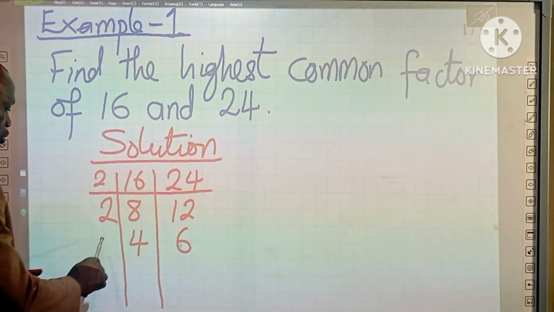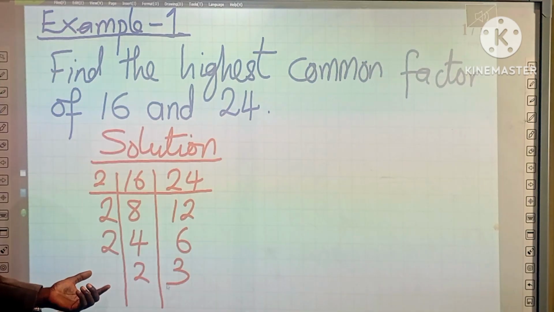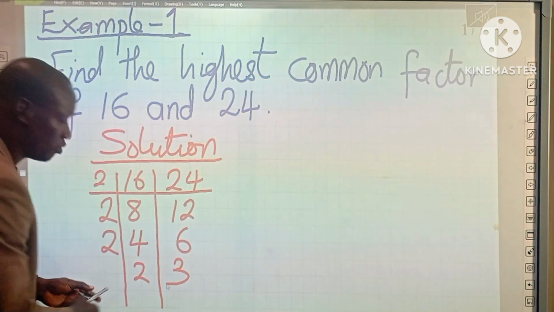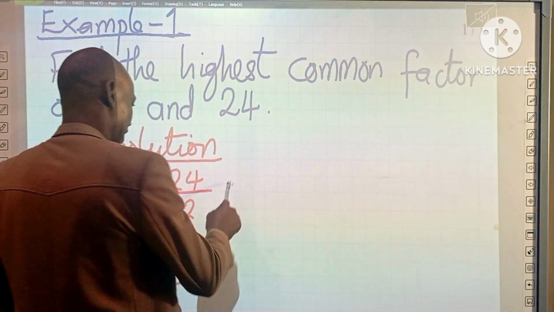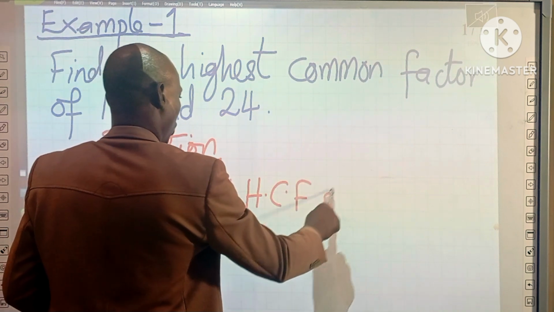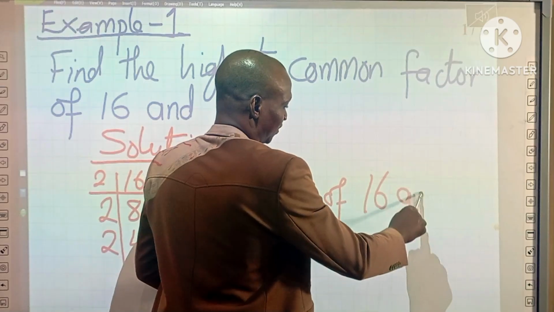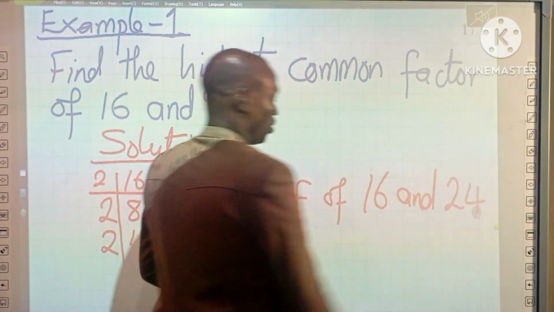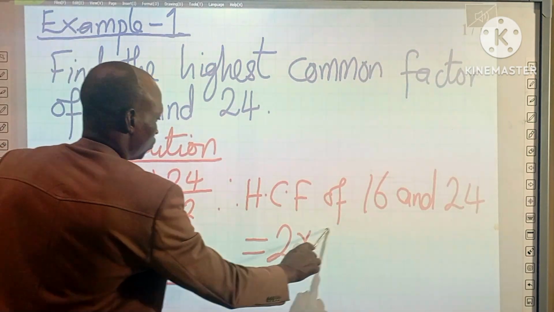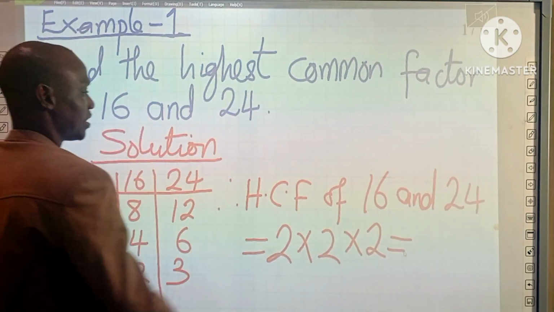Now, 2 can still divide both. We use 2, we have 2, we have 3. Now we discover that there's no number that can divide both numbers again without a remainder. So we state it clearly that therefore the HCF of 16 and 24 will be equal to 2 times 2 times 2, which is the same thing as 8.